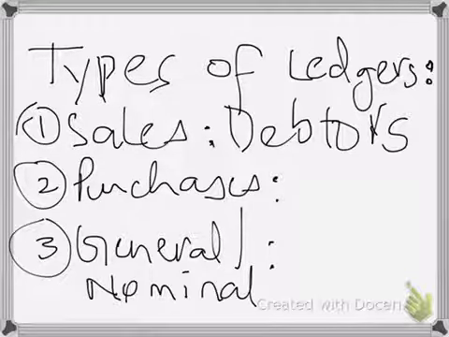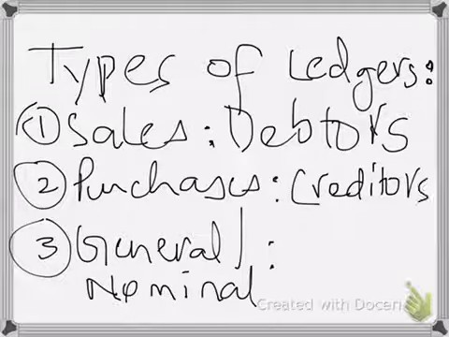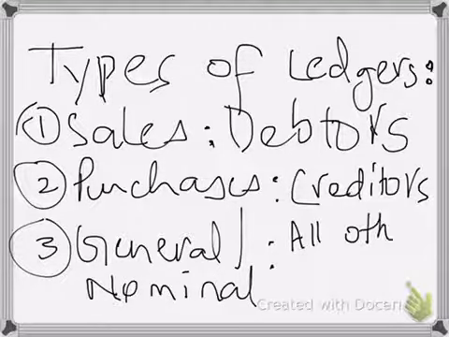The second ledger, which we have, is the purchases ledger, and that is basically used to make the accounts for creditors. And the general ledger is basically used to make all the other T accounts that we have.